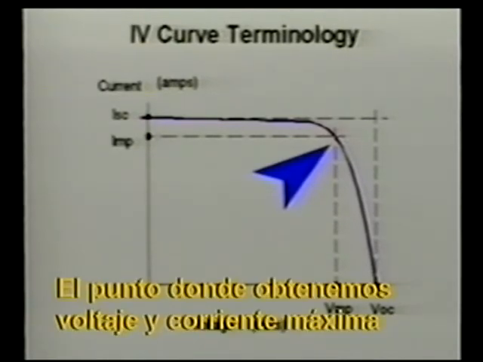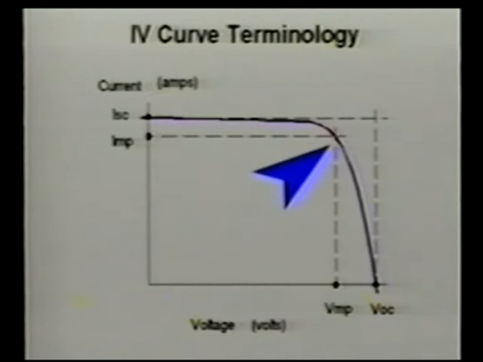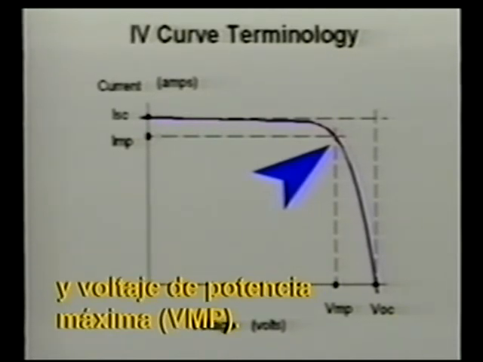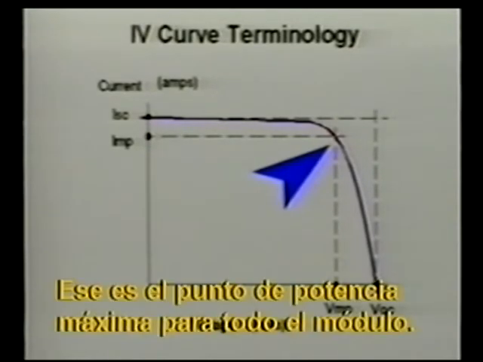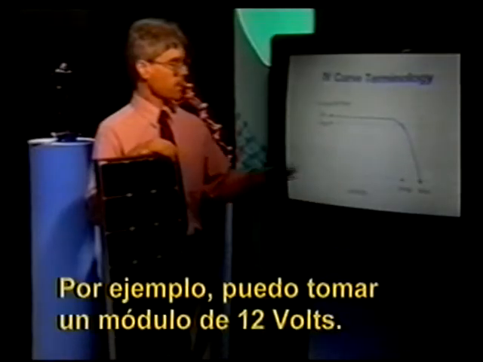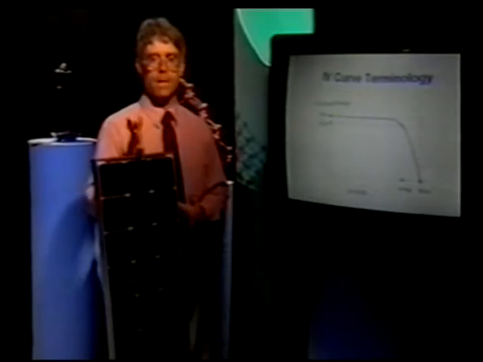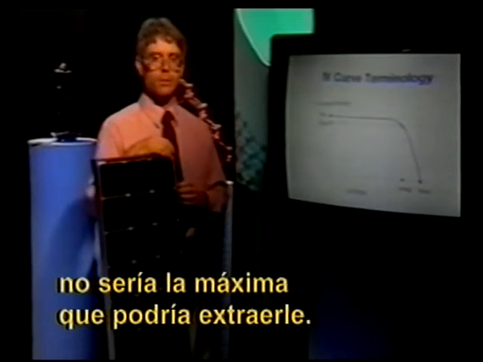The point where we get maximum voltage and current together at the same time is indicated by 2 points: a maximum power current, IMP, and a maximum power voltage, VMP. The product of voltage times current gives power, and that point is the point of maximum power for the entire module. For example, I could take a 12-volt module and operate it at 6 volts. There'd be no harm, but the amount of power coming out of the module wouldn't be the maximum that I could possibly extract.